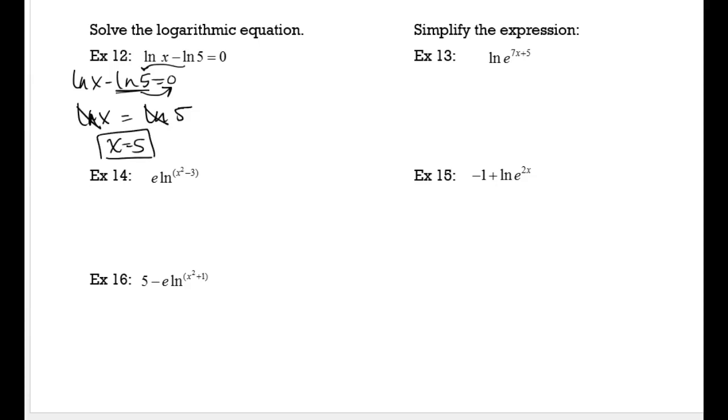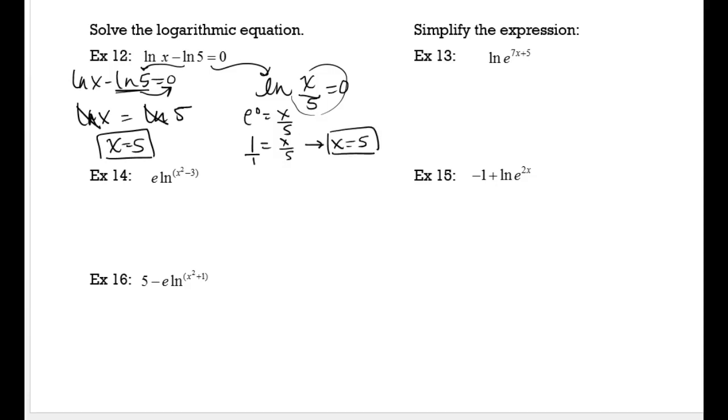Another way to solve the same problem is to use our condensing rules. So we know that we can condense this to the natural log of x over 5 equals 0. All right, and then I would swirl it. So e to the 0 equals x over 5, so that's 1 equals x over 5, 1 over 1. Then I would cross multiply, or multiply both sides by 5, however you wish to solve this, and you get x is equal to 5. Either method is acceptable.